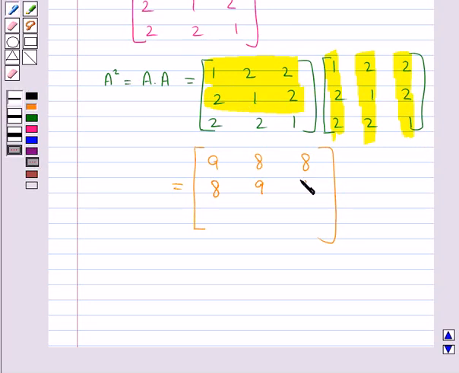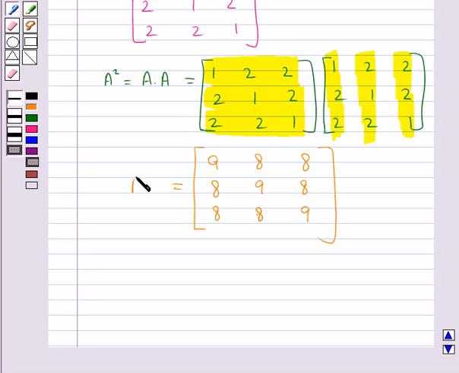This gives us 8. Next we need to find the entry in the third row, first column. For this, we multiply this third row of the first matrix with the first column of the second matrix. So we get 2 into 1 plus 2 into 2 plus 1 into 2. This gives us 8. Now, we have to find the entry in the third row, second column. For this, we multiply the third row with the second column of this matrix. So we get 2 into 2 plus 2 into 1 plus 1 into 2, which gives us 8. Now to find the entry in the third row, third column, we multiply the third row of this matrix by the third column of this matrix. So we get 2 into 2 plus 2 into 2 plus 1 into 1, which gives us 9.